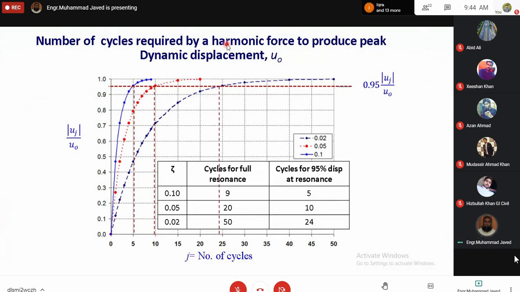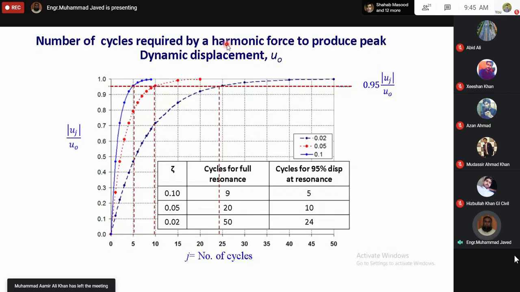Number of cycles required by a harmonic force to produce peak dynamic displacement. Full resonance does not occur in a single cycle, but it takes a number of cycles to develop complete resonance, and the equations are available with the help of which we can find the number of cycles for development of full resonance.